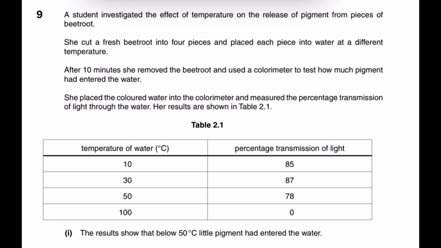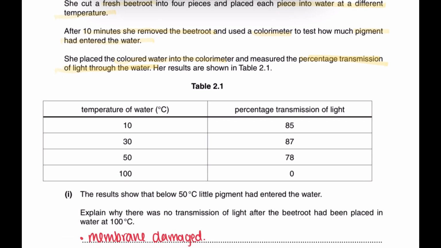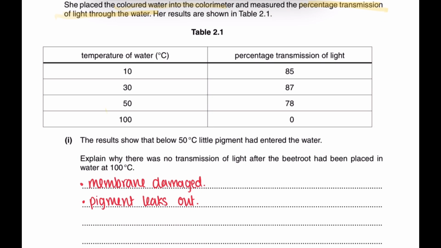Question 9. A student investigated the effect of temperature on the release of pigments from pieces of beetroot. She cut a fresh beetroot into 4 pieces and placed each piece into water at a different temperature. After 10 minutes, she removed the beetroot and used a colorimeter to test how much pigment had entered the water. She placed the colored water into the colorimeter and measured the percentage of transmission of light through the water, and her results are shown in table 2.1. Here's the temperature, and here's the percentage of light transmission.